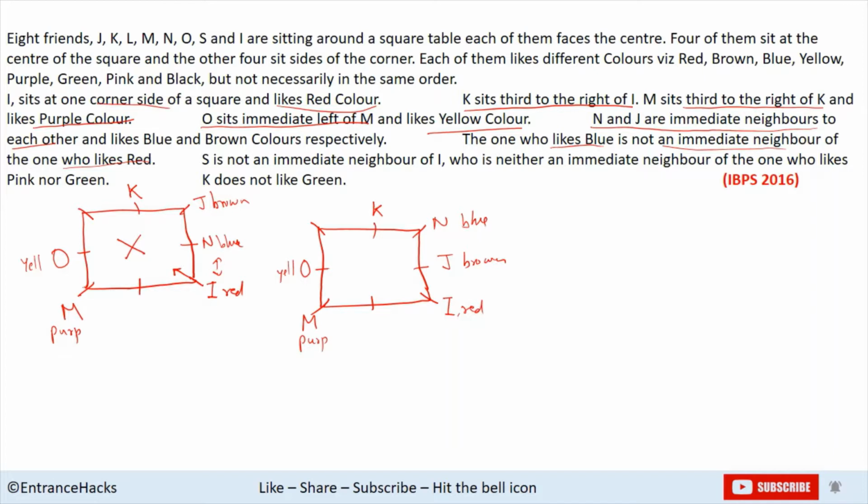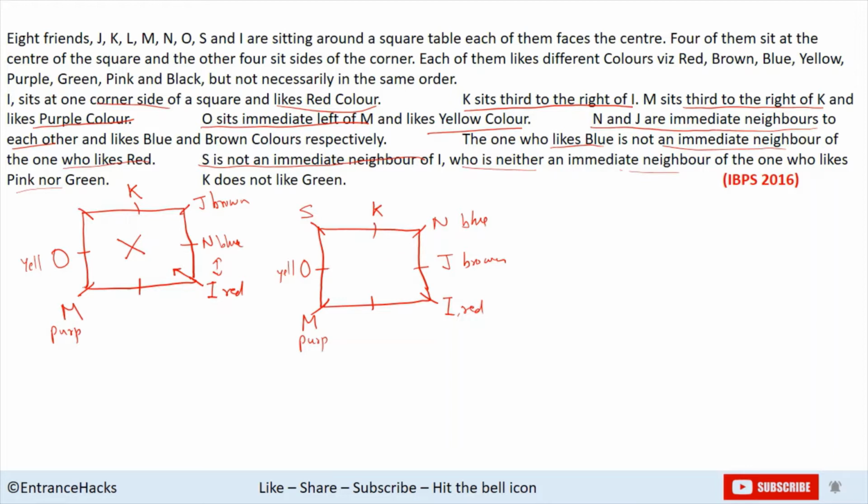Okay, in the next statement we know S is not an immediate neighbor of I, who is neither an immediate neighbor of the one who likes pink or green. So S is not an immediate neighbor of I. So S would be here. Also I's immediate neighbors cannot like green or pink. So the immediate neighbors won't like green and pink. So green and pink would be here.